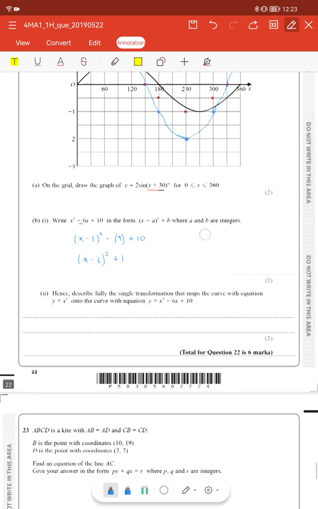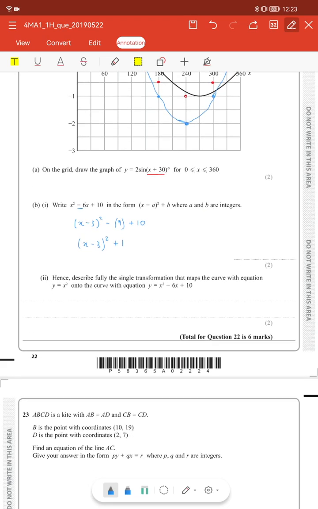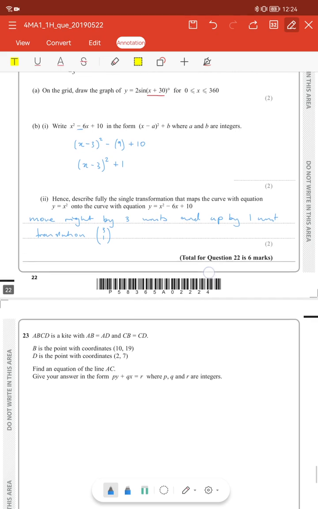Hence, fully describe the transformation. So if we have an x squared graph, and now we've turned it into an (x minus 3) squared graph, it means we are going to move right by 3 units and up by 1 unit. Or you could say a translation of (3, 1). That would give you the same marks.